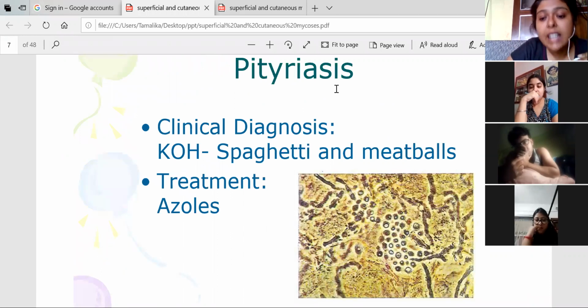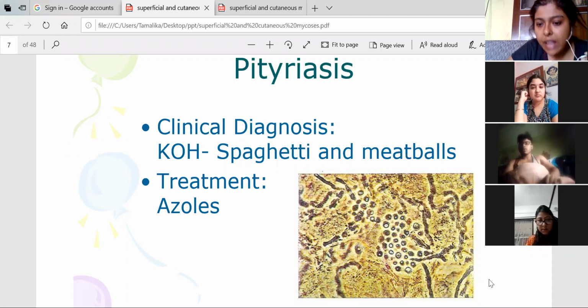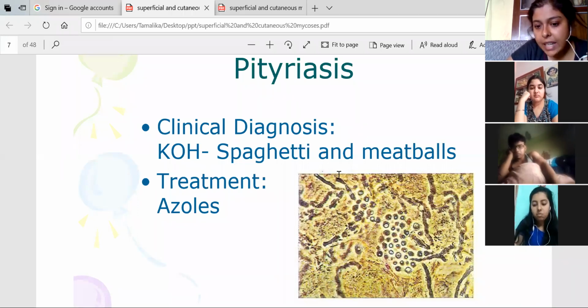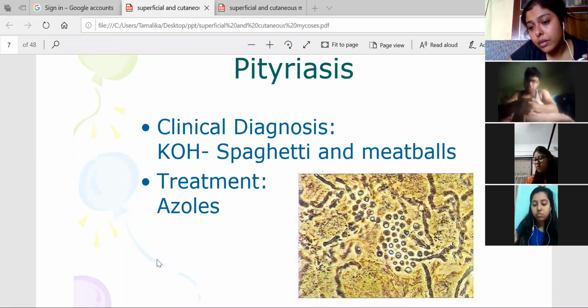Now this is the clinical diagnosis. Clinical diagnosis, spaghetti and meatballs. See, these are spaghetti and meatballs. You know that in this particular image, these are the spaghetti-like structures, right? They look like spaghetti. So that is why under the microscope it looks like spaghetti, and these round structures are the spores, which are your meatballs. And they are treated by the drug azoles. Am I clear or not? Yes, ma'am.